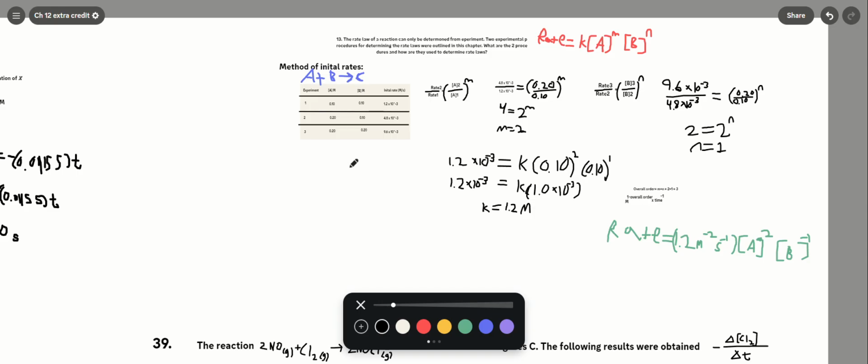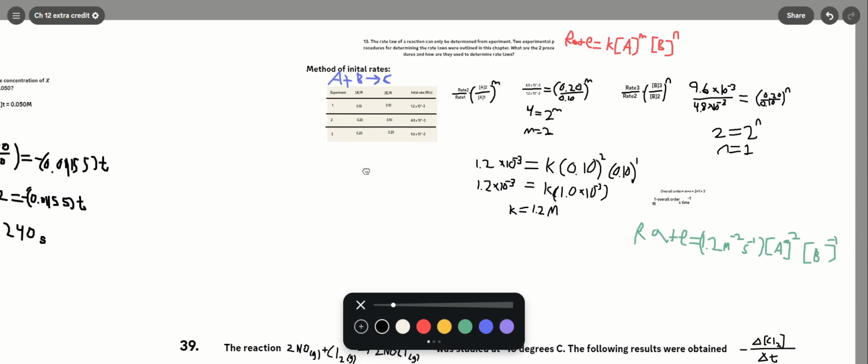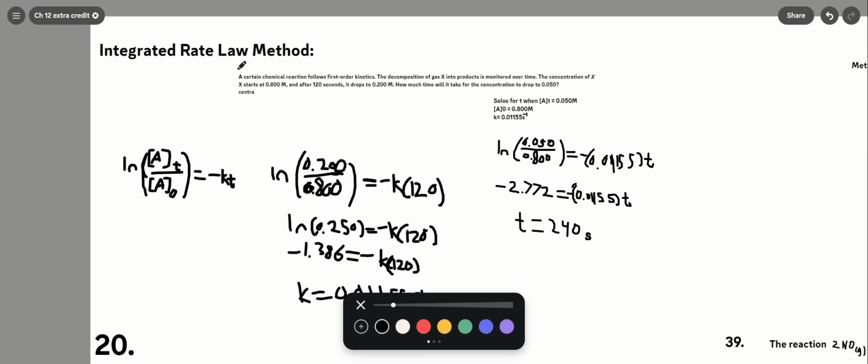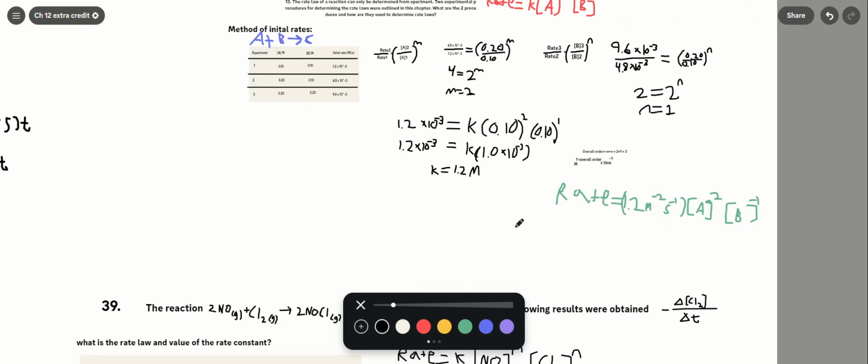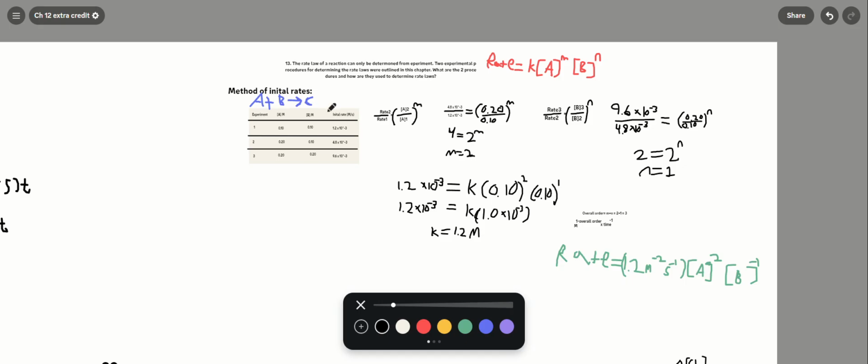So the two methods to determine rate laws are the method of initial rates and the integrated rate law method. An easy way to tell that you need to use the method of initial rates is, kind of self-explanatory, when you're given initial rates. It might look like something like this, in a table, or maybe it's given to you in word problem form.